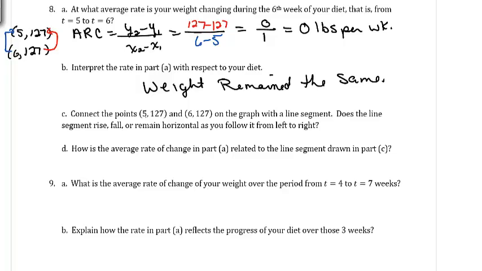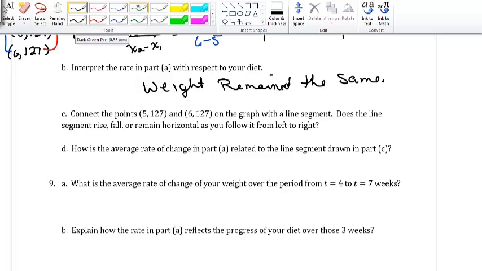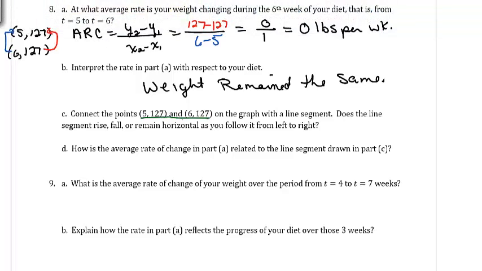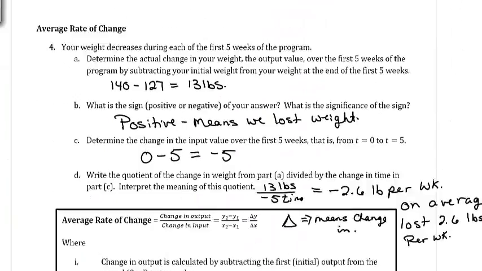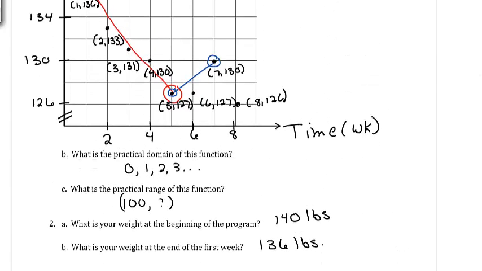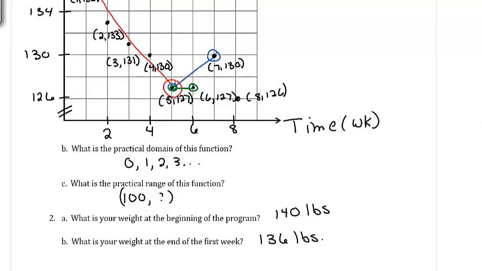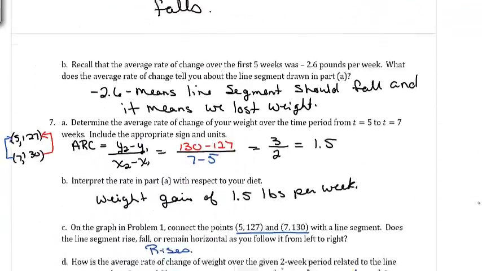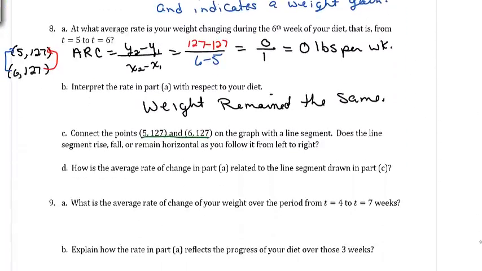Connect the data points 5, 127 and 6, 127. We did the last one in blue, we'll do this one in green. Let's go back up and connect those two. There's the 5, 127, and there's the 6, 127, and now this doesn't rise or fall, it remains the same. So it remains horizontal.